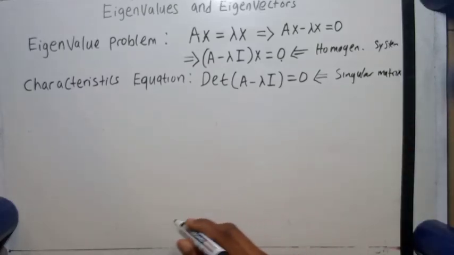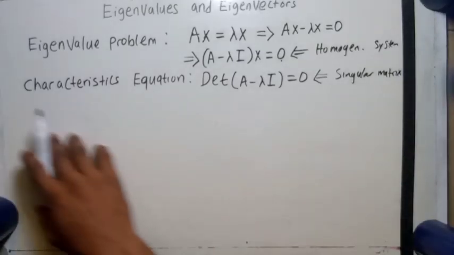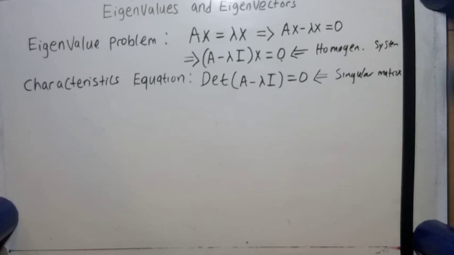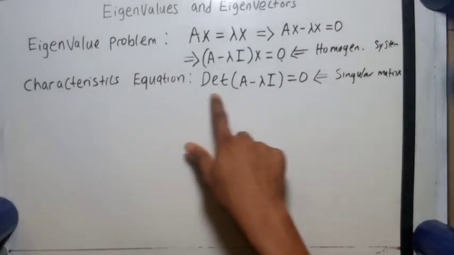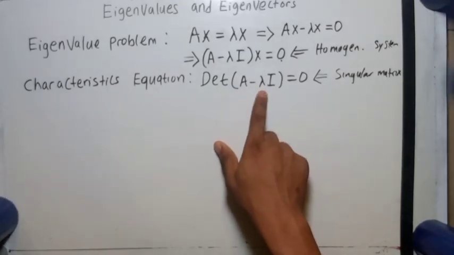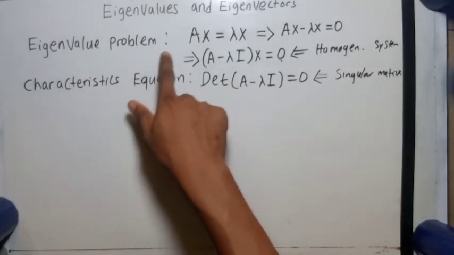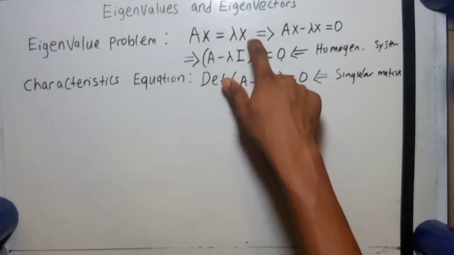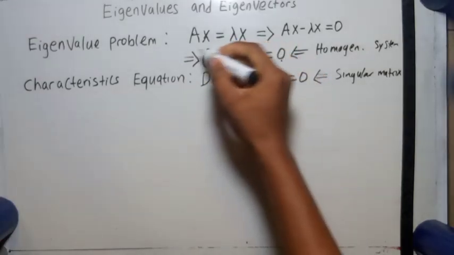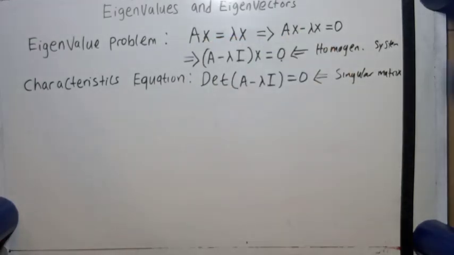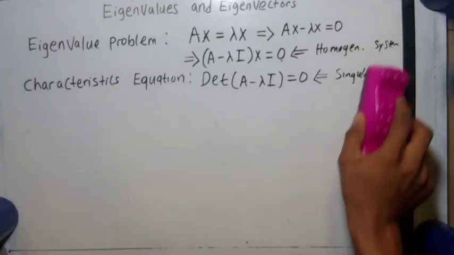Okay, now what we call this is what? The characteristic equation. So when you are given an eigenvalue and eigenvector problem to solve, we use the characteristic equation to find our eigenvalue and use this eigenvalue problem to get your eigenvector. So with that out of the way, let's try an example.